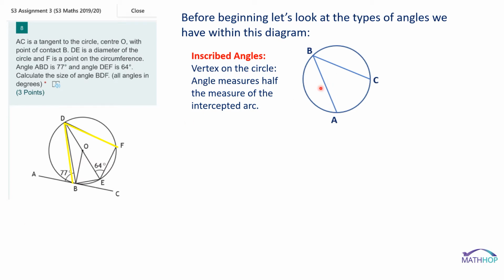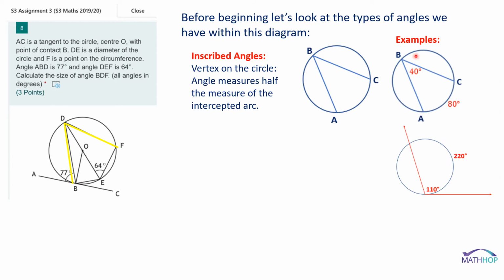So normally they look like this, where they just have the vertex on the circumference of the circle, right? They have it right here on the circle. And this ABC would be half the measure of arc AC. That's very easy to see. And an example would be something like this, 40 and 80.